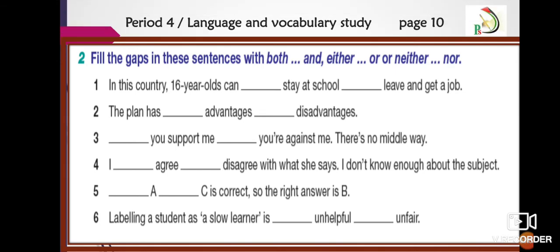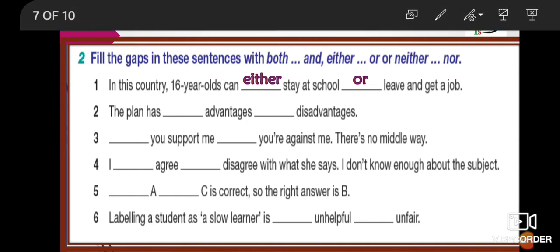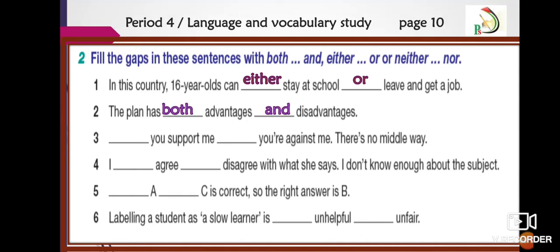Yes, either stay at school or leave and get a job. The plan has dash advantages, dash disadvantages. Yes, both advantages and disadvantages.